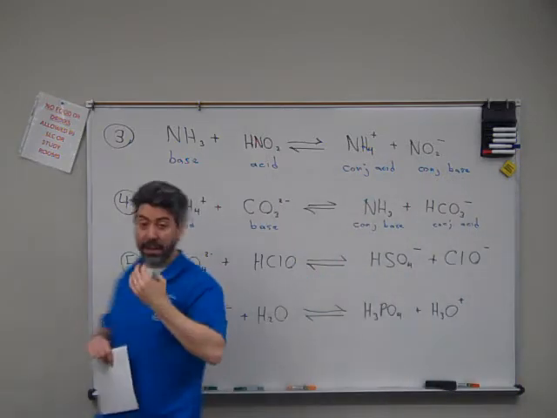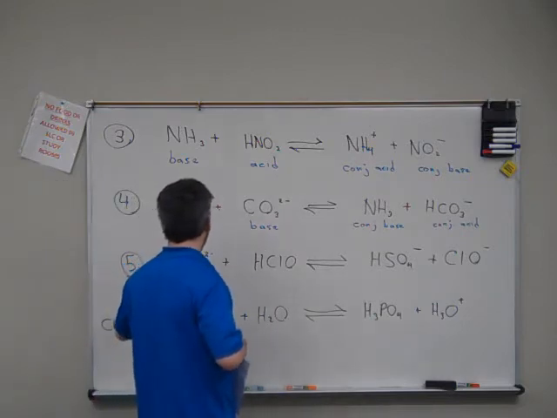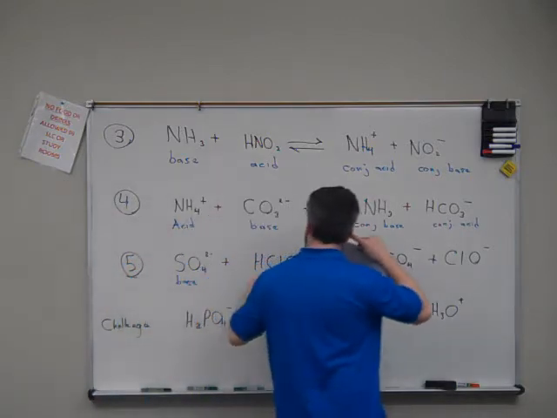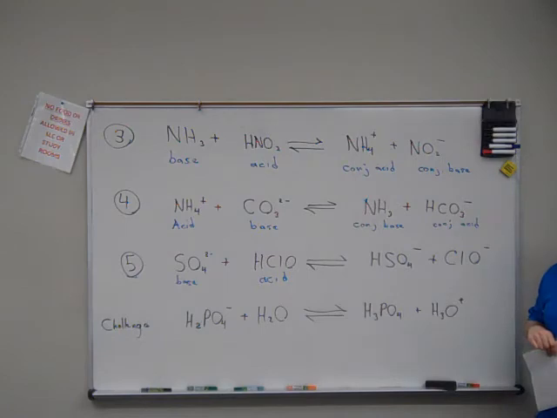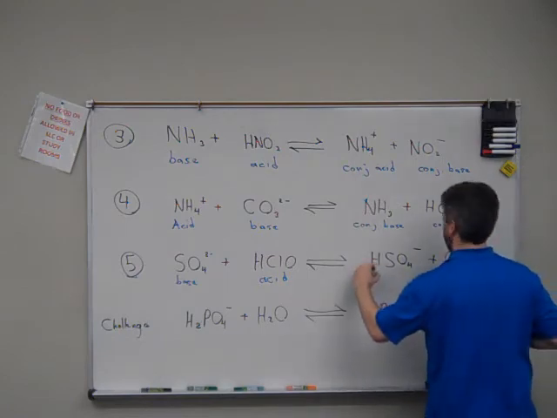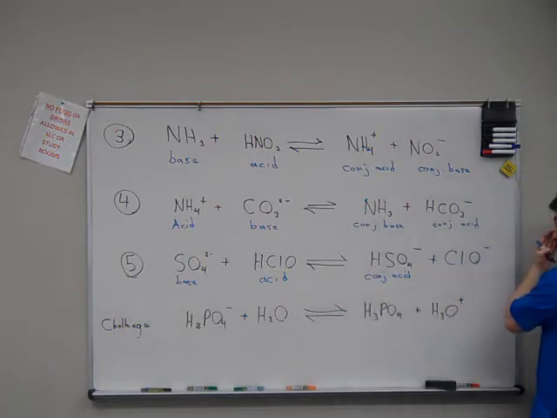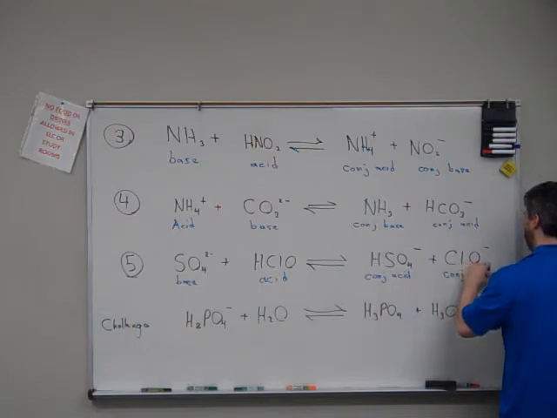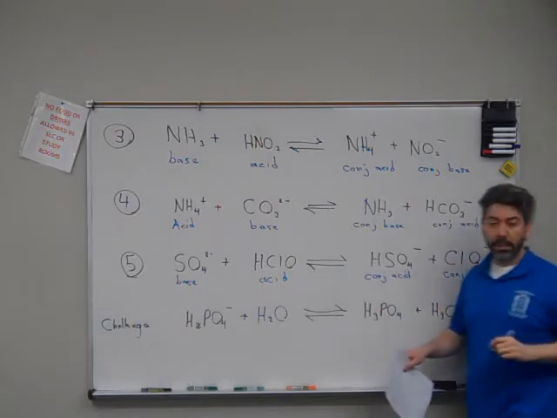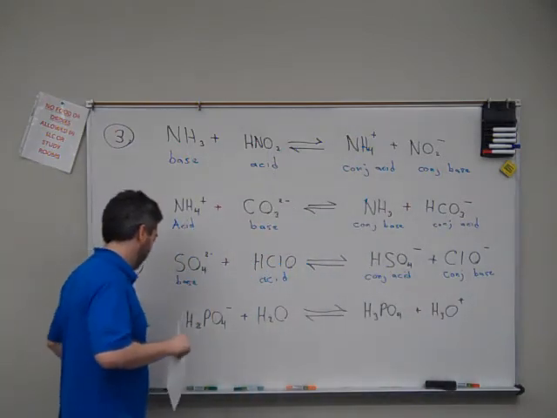And then the last one, SO4 2 minus. This SO4 is the base. Very good. And HClO would be then your acid, right? What's HSO4? Oh, no. It's a conjugate acid. NH4 is a conjugate acid. HSO4. And what is the ClO minus then? Conjugate base. Now, what about the challenge question here, the one you don't have written down on your paper?